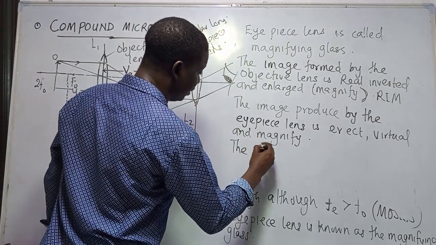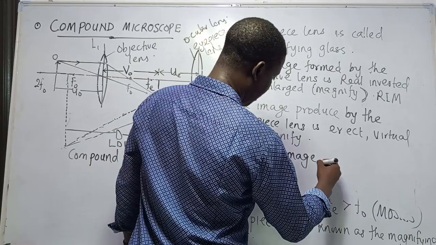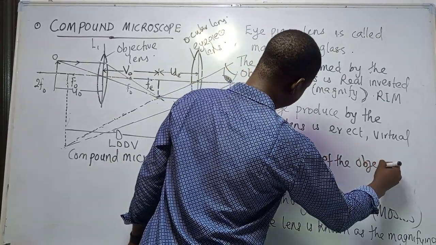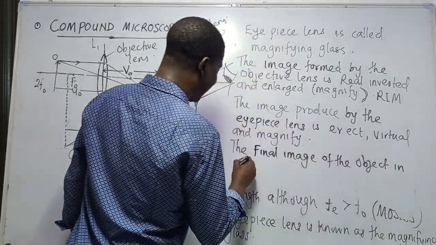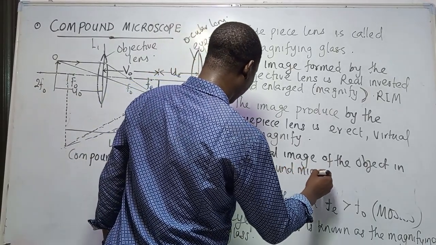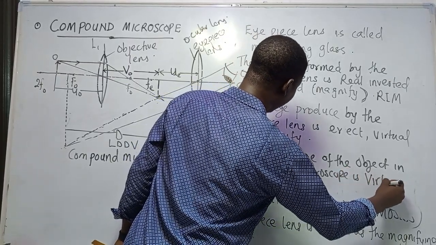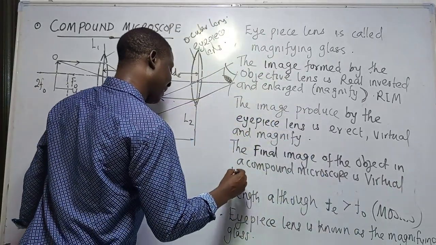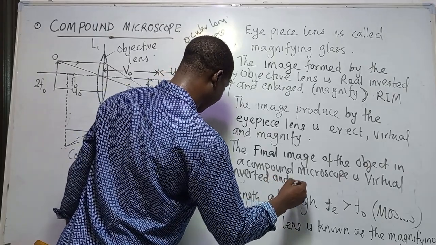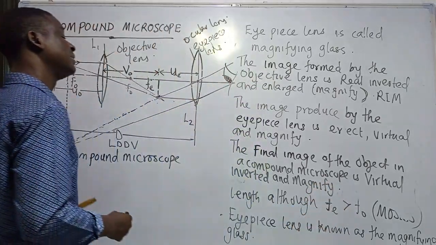So the final image of the object in a compound microscope is virtual, inverted, and magnified. This is a very, very sensitive question.